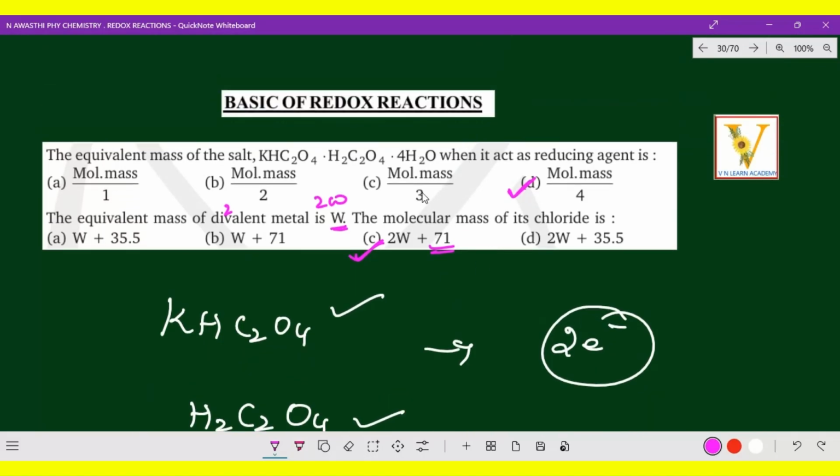These are the 10 extra questions, and we have gone through all of them. In this session, we have gone through the complete idea about equivalent mass: how to calculate it and how to handle this kind of questions. Hope you got a clear idea about that.